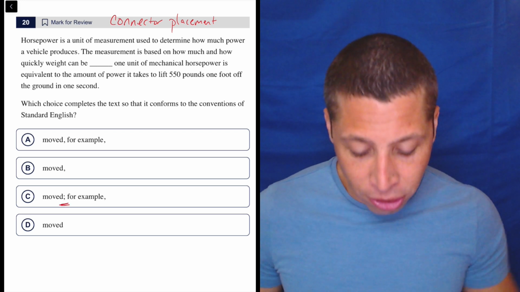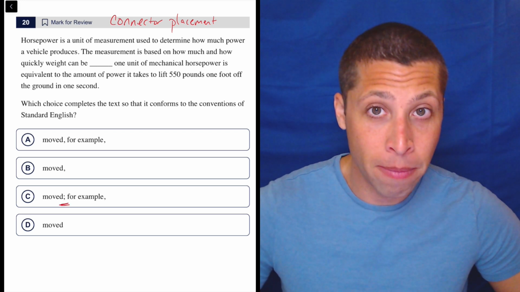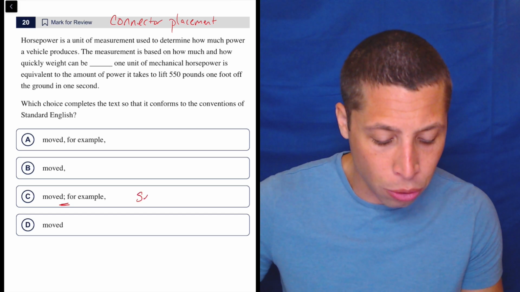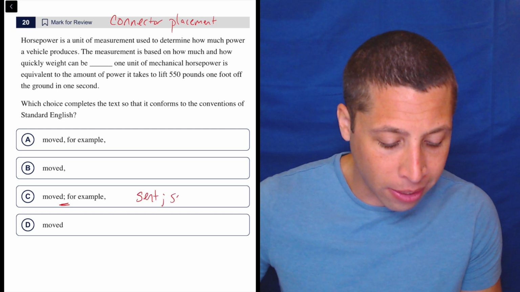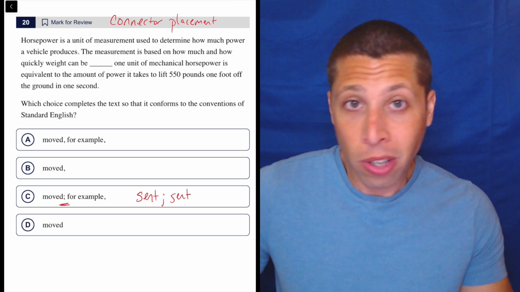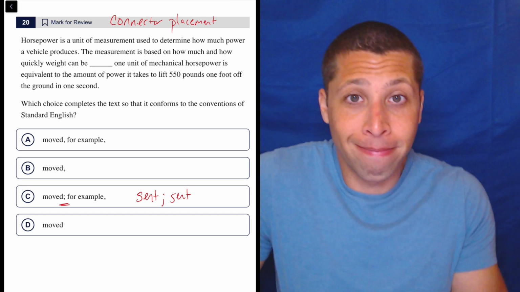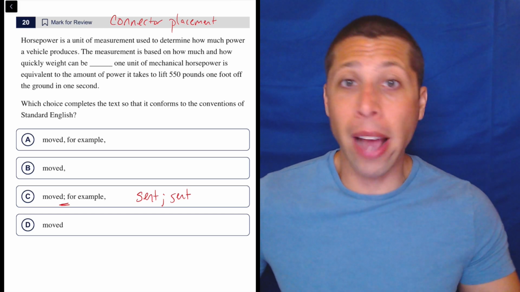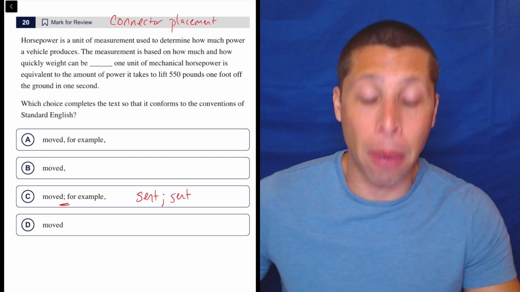And so the first thing I actually notice is that choice C has a semicolon. Semicolons are used to join two complete sentences. So basically it's a period. So I'm just focused on that. If I have two sentences, that's it, game over. I need a semicolon. Doesn't matter about the for example, it needs to be that punctuation mark.